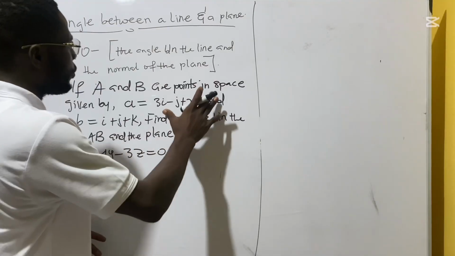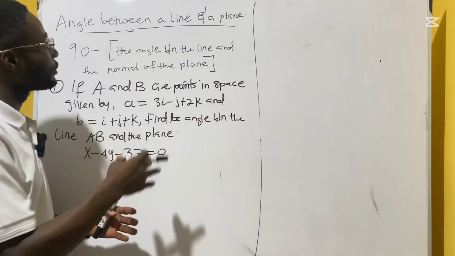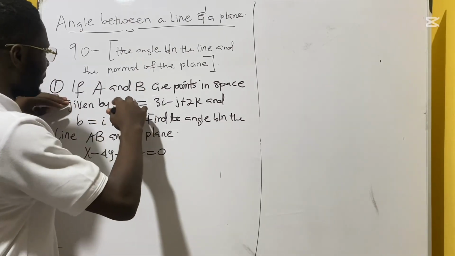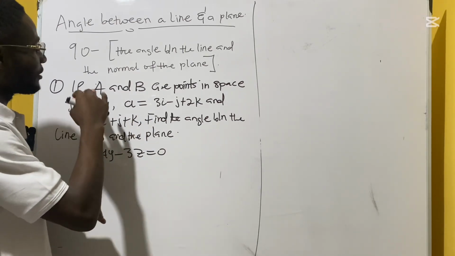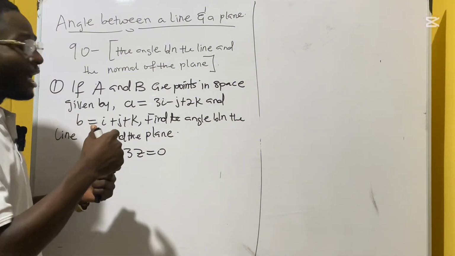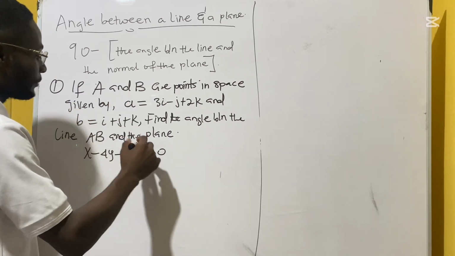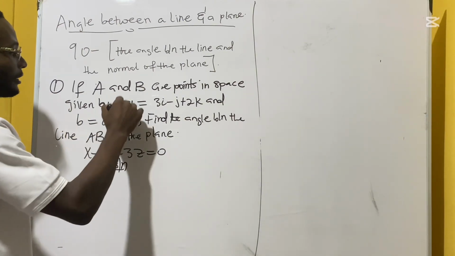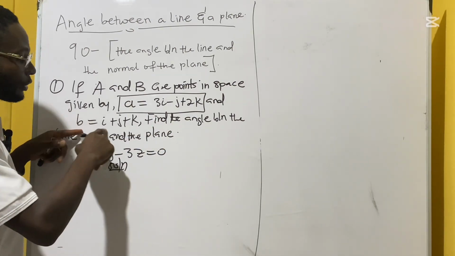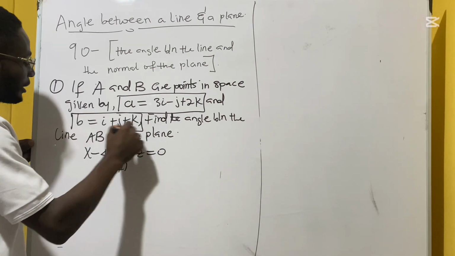Okay, so we are looking at this problem. Let's use this problem to clarify the concept of finding the angle between a line and a plane. Basically this is what we have, and we are told that A and B are points in space. These points have been given by these position vectors: A equals 3i minus j plus 2k, and B equals i plus j plus k.